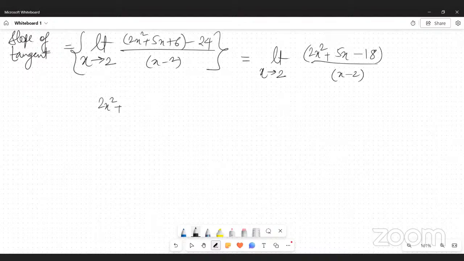So 2x square plus 5x minus 18. That can be written as... one thing we are pretty sure about: x minus 2 from the bottom has to get cancelled anyways. So one factor will be x minus 2. This is a trick for you for all the questions that we'll be discussing tomorrow also, and the questions in general of limits.